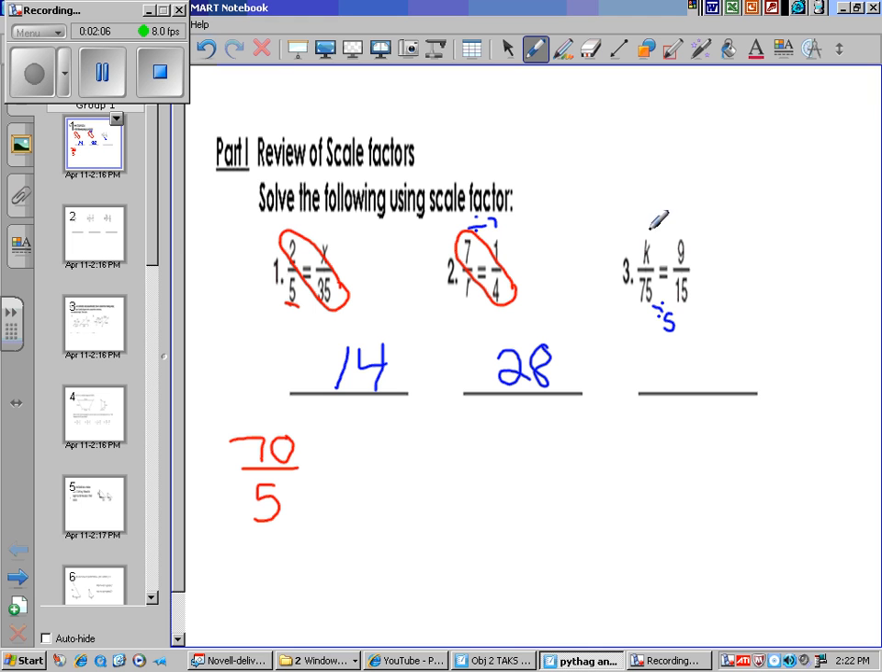Well, right here, what number divided by 5 is 9? Well, 9 times 5 is 45. Or you would cross multiply. Same thing, 75 times 9 divided by 15.